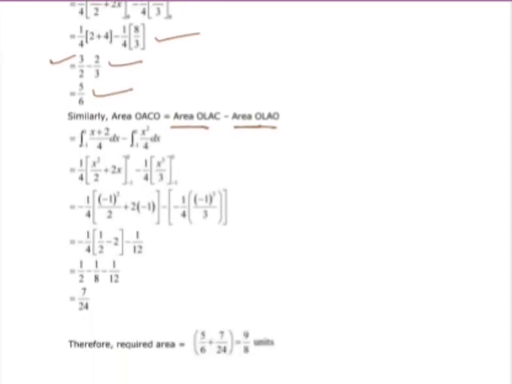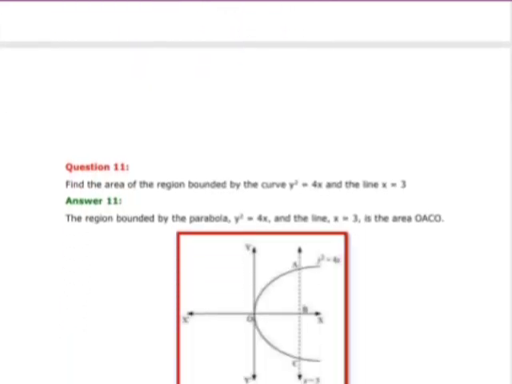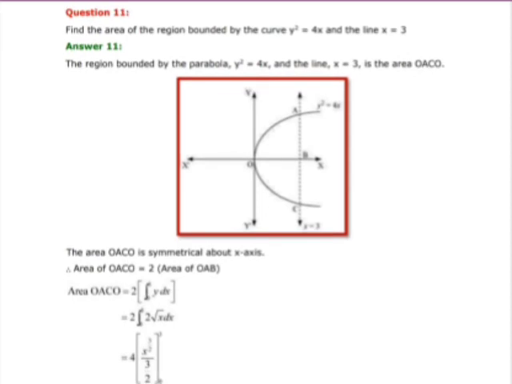7 by 24. So the required area is 5 by 6 plus 7 by 24, what is it? Which is 9 by 8, units. So similarly, question number 11 is there.